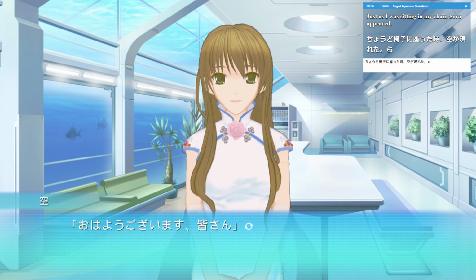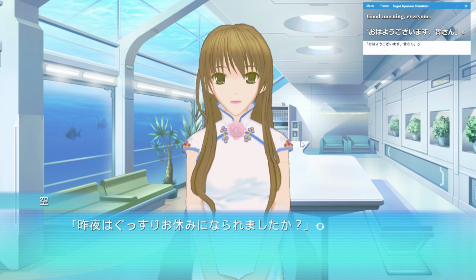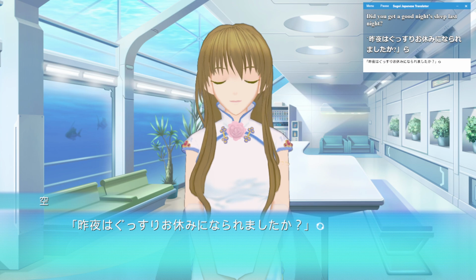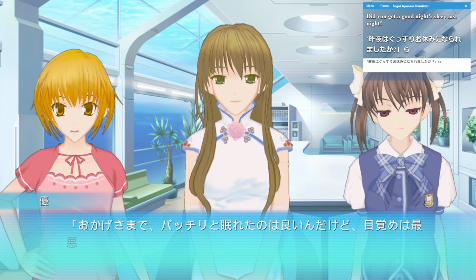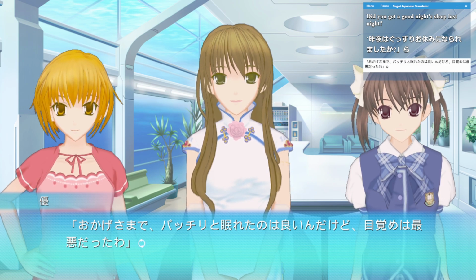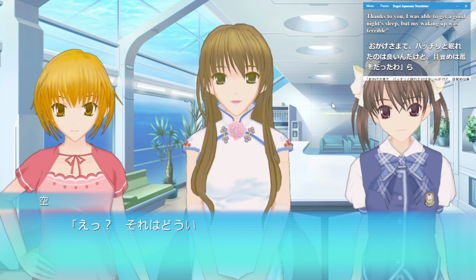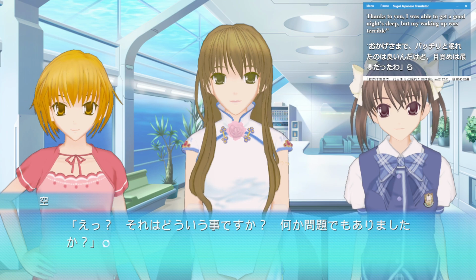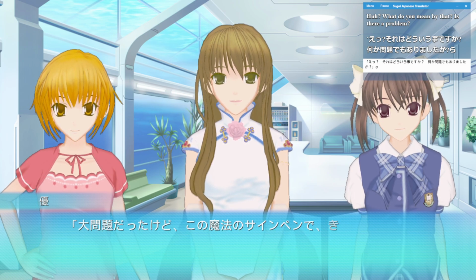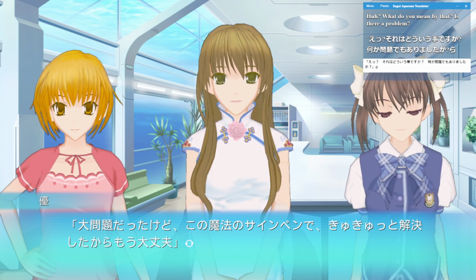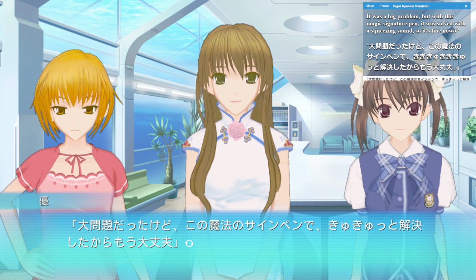She says, "Good morning, everyone. Did you get a good night's sleep last night?" Yu says, "Thanks to you, I was able to get a good night's sleep. But my waking up was terrible." "What do you mean by that? Was there a problem?" "There was a big problem, but with this magic signature pen, it was solved. So it's fine now."